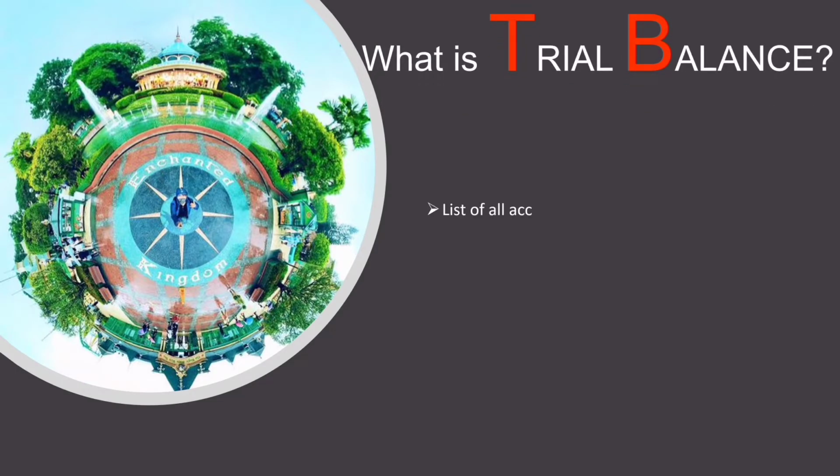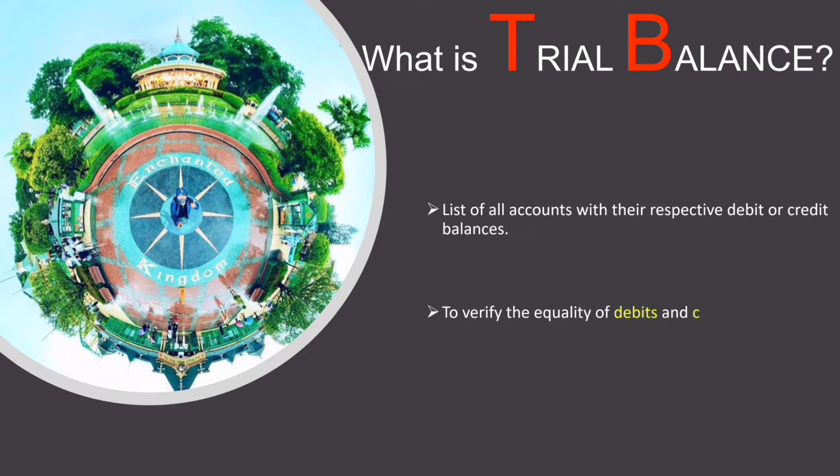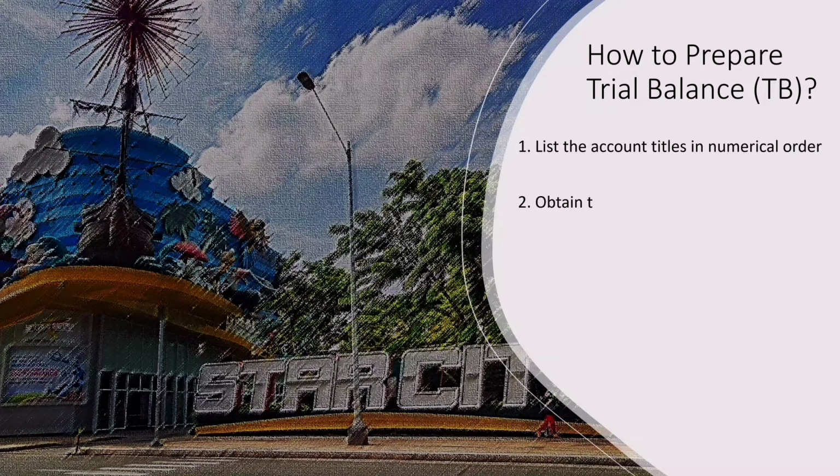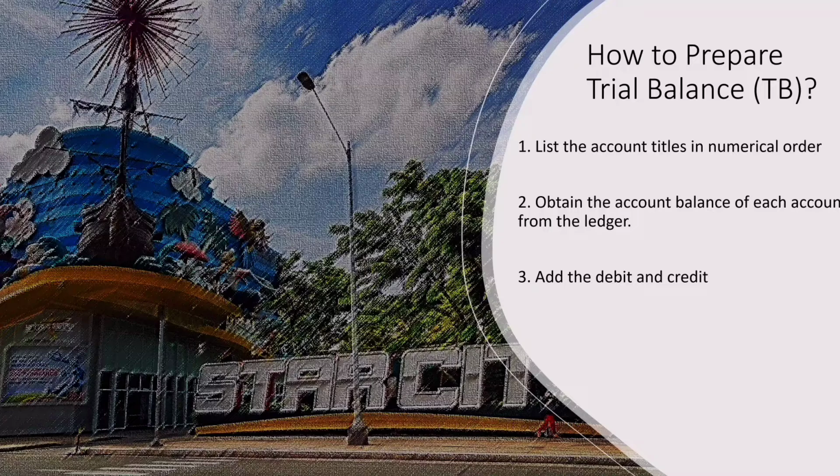So, again, we will define first what is a trial balance. Trial balance is the list of all accounts with the respective debit or credit balances. Main function is to verify the equality of debits and credits. So how to prepare the trial balance? First, list the account titles in numerical order. Second, obtain the account balances of each account from the ledger. Third, add the debit and credit.